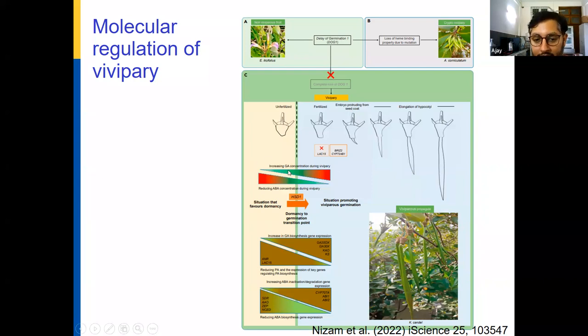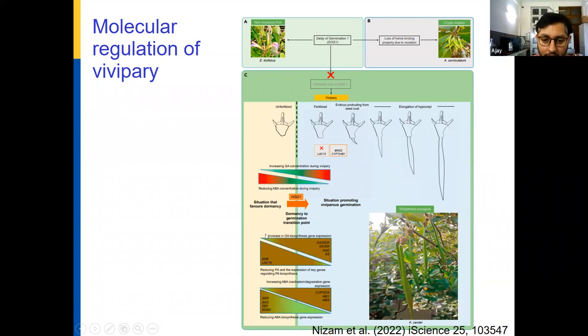DOG1 loss results in the accumulation of GA concentration. GA is the gibberellins, and you know that gibberellin synthesis is basically required for germination. And ABA concentration, you can see it's reducing. As the germination starts, its concentration starts reducing. It means that ABA is an inhibitor of germination and a promoter of dormancy.